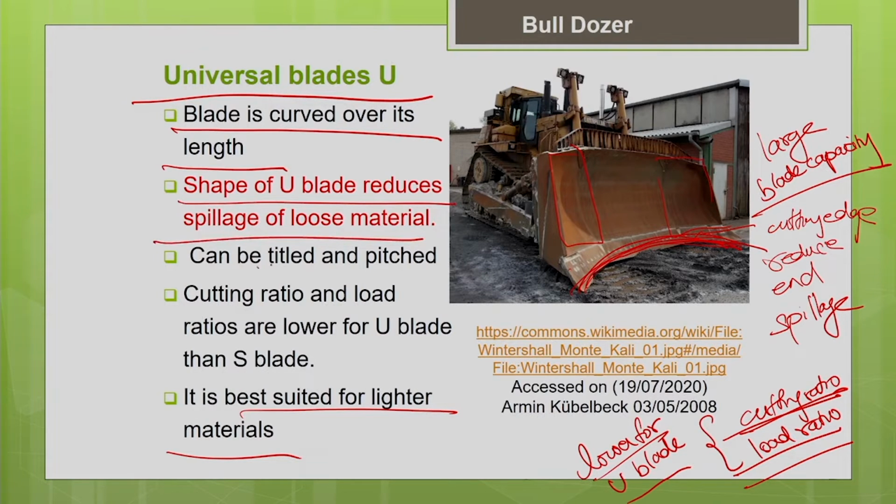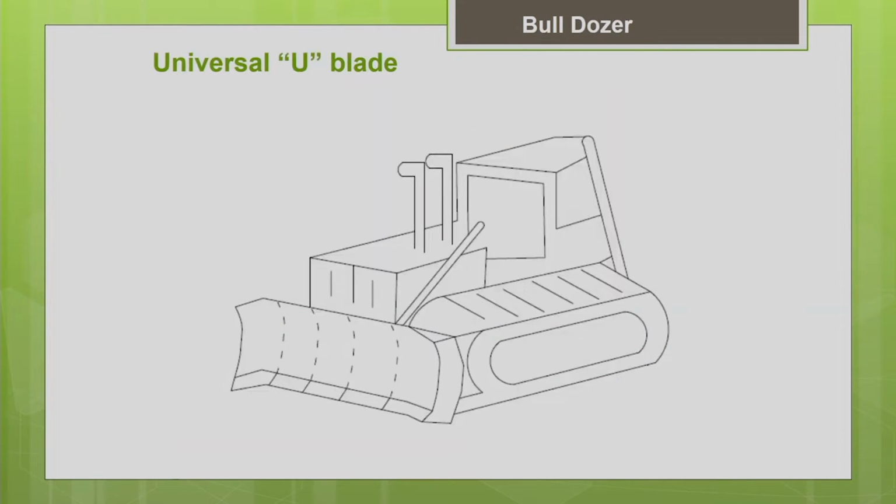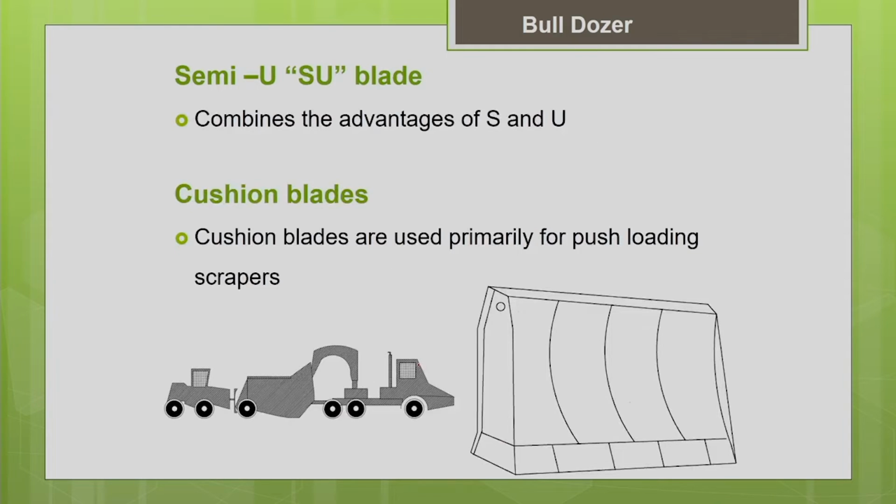The possible movements are tilting and pitching. For this blade, only tilting and pitching are possible. Only for the angle blade can you do angling. For most of the other blades, the common movements possible are only tilting and pitching. Cutting ratio and load ratio are lower for the U blade than the S blade. It is best suited for lighter materials. This is again a schematic sketch showing the U blade connected to the bulldozer. You can see they are larger in dimension and they have a U curvature, and you can see the wings attached on both the ends.